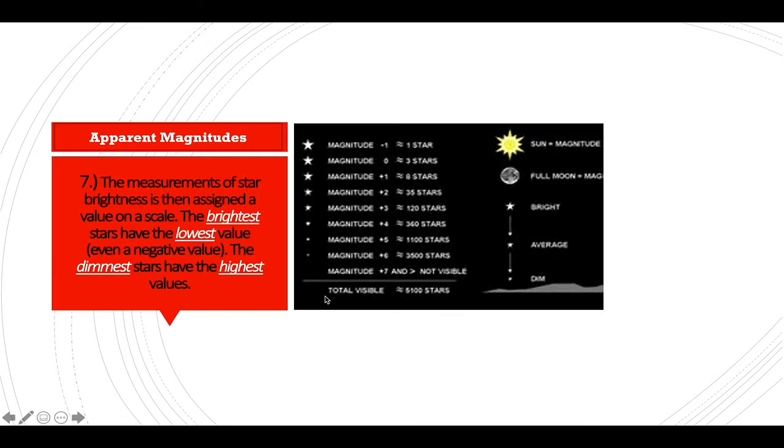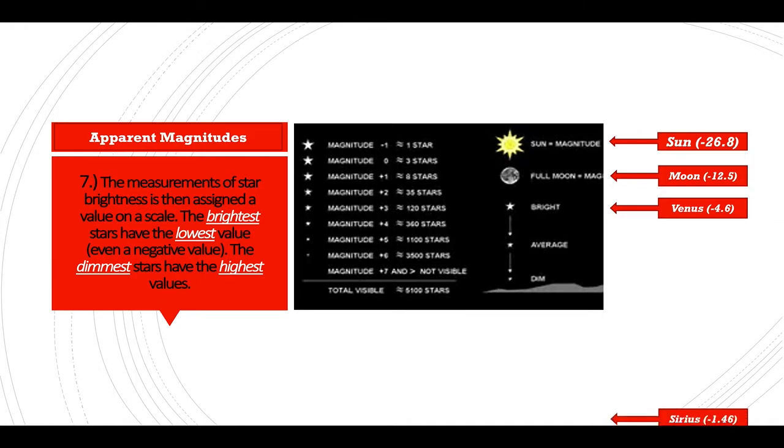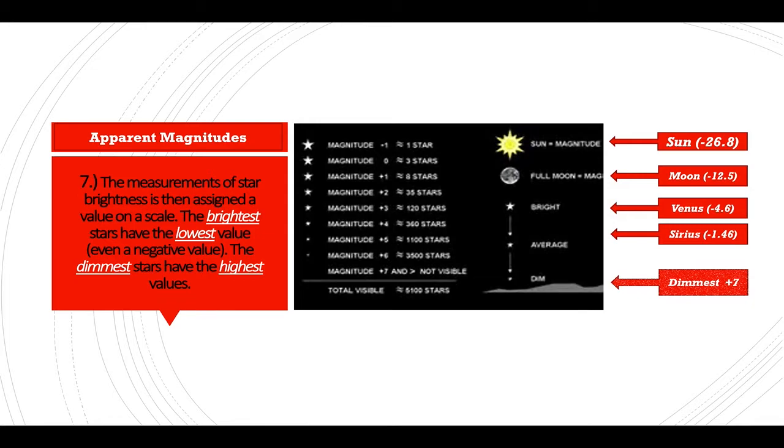So this is the apparent magnitude scale. It goes in opposite: the brighter, the more negative. Our sun actually has an apparent magnitude of -26.8, so it's obviously the brightest thing in our sky. The moon, on a full moon, when it's reflecting, would be a -12.5. So it gives you an idea how the scale works.